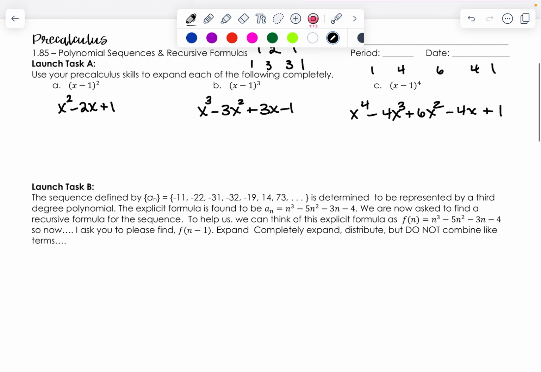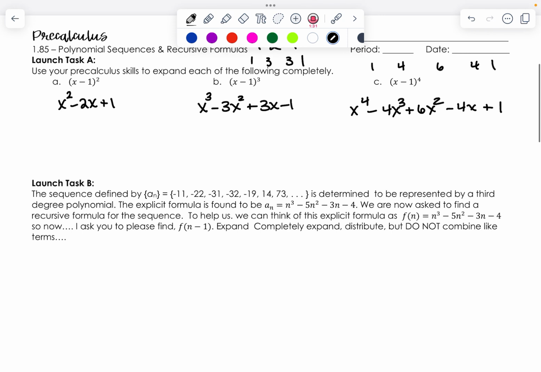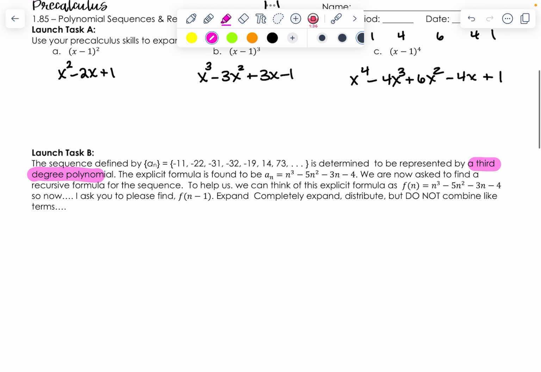So now, this says there's a sequence defined by a sub n is negative 11, negative 22, negative 51, and so on. It says it can be shown that a sub n is n cubed minus 5n squared minus 3n minus 4 because it's a third degree polynomial. We're now asked to find a recursive formula. So what we're going to do is, and they're going to call it f of n, is n cubed minus 5n squared minus 3n minus 4.